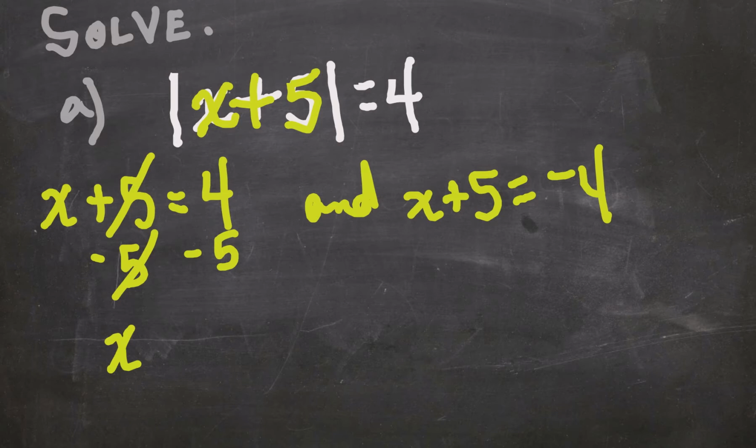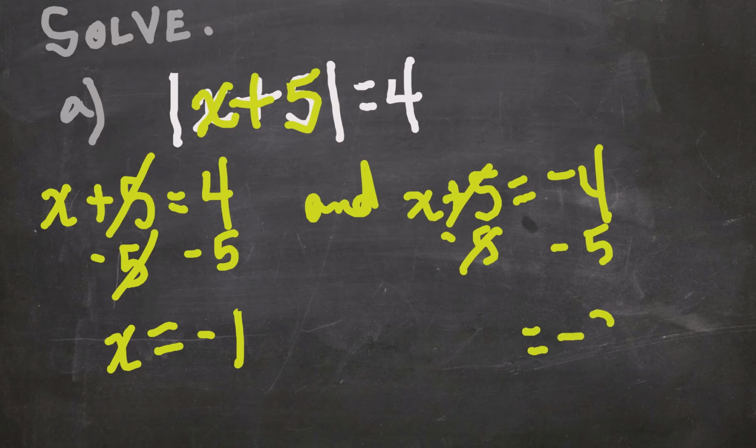So here on the first equation, x is equal to negative 1. And we'll subtract 5 from both sides in the second equation. Cancels here, and it's negative 9 on the other side. So here are my two solutions.